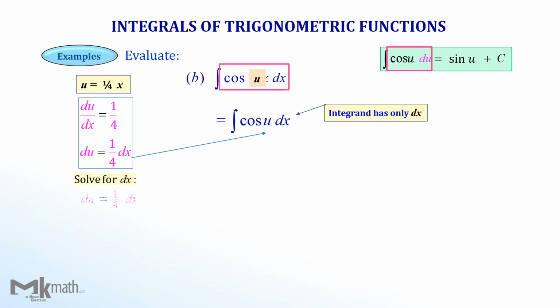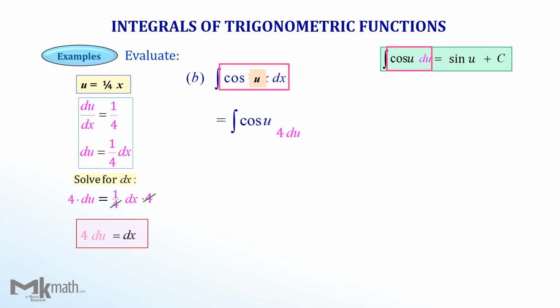To match up with dx, multiplying our differential by 4 to get 4 du equal dx, which is exactly the same term in the question. Replacing dx with 4 du for the integrand. Then put the constant of 4 out of the integrand.